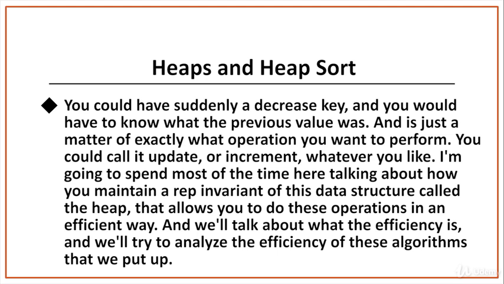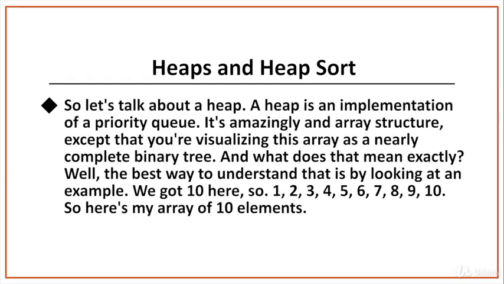I'm going to spend most of the time here talking about how to maintain a rep invariant, or invariant, of this data structure called the heap that allows you to do these operations in an efficient way. And we'll talk about what efficiency is, and we'll try to analyze the efficiency of these algorithms. So let us talk about a heap. A heap is an implementation of a priority queue, which is amazingly an array structure, except that you're visualizing this array as a nearly complete binary tree. And what does that mean exactly? Well, the best way to understand this is by looking at an example.